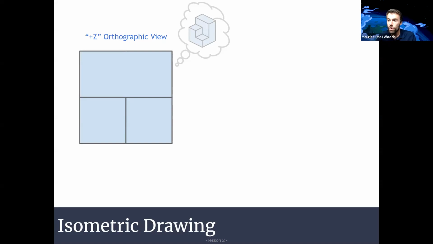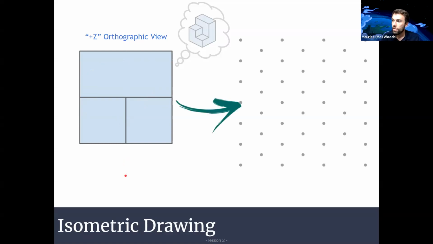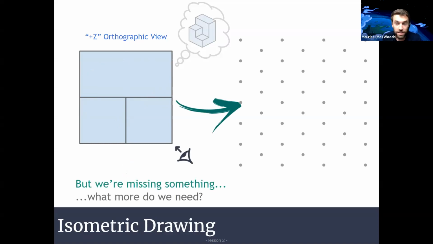Anyway, when we are trying to project this orthographic view, let's say this is the plus Z orthographic view here, when we're trying to create an isometric view of this, what do we need? Well, we need to create a grid, and you'll notice that the grid we're starting with is not like the grid that we had last time. You see how it's kind of zigzagged? It kind of moves up and down.